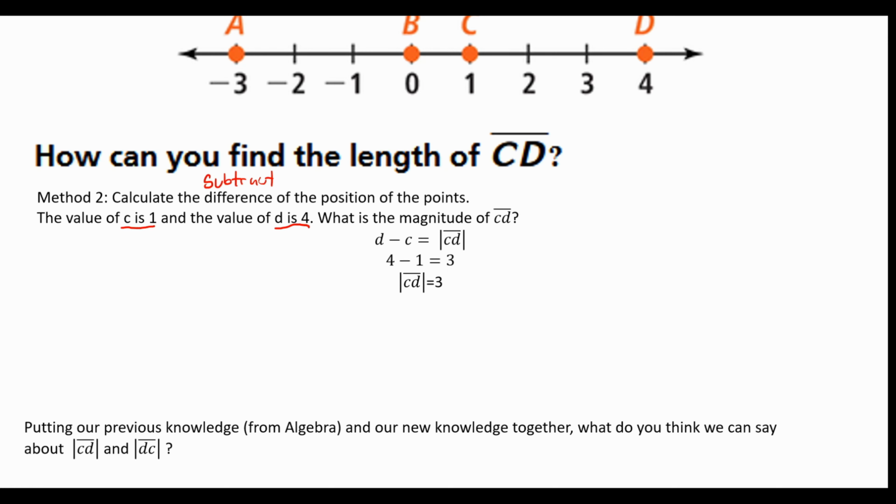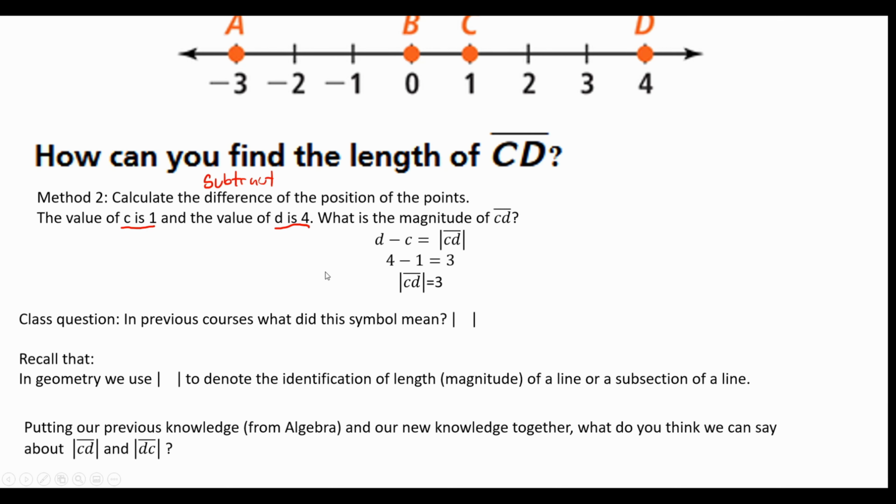And by the transitive property of equality, if D minus C is equal to line segment CD and 4 minus 1 is equal to 3, and the value of D is 4 and the value of C is 1, then I can say that line segment CD is in fact equal to length 3.